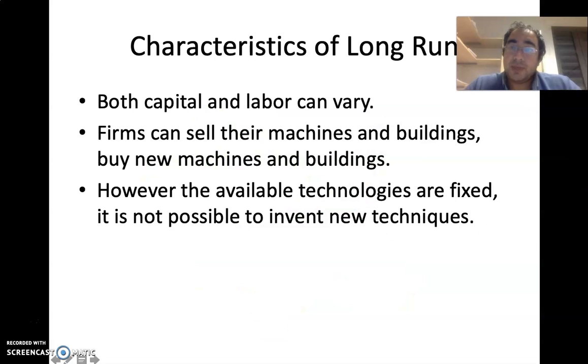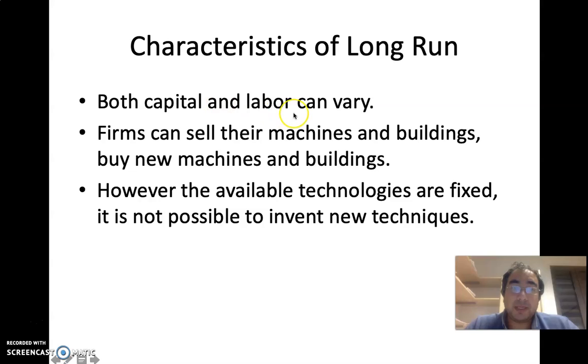So the main characteristic of the long run is both capital and labor can vary. Firms can sell their machines or buildings or buy new machines and buildings. However, technology is fixed. So the hypothetical imagination you might have of the long run is the company is able to see the quantity that is demanded from it at each different price level, and considering this demand, it will decide to produce more or less.